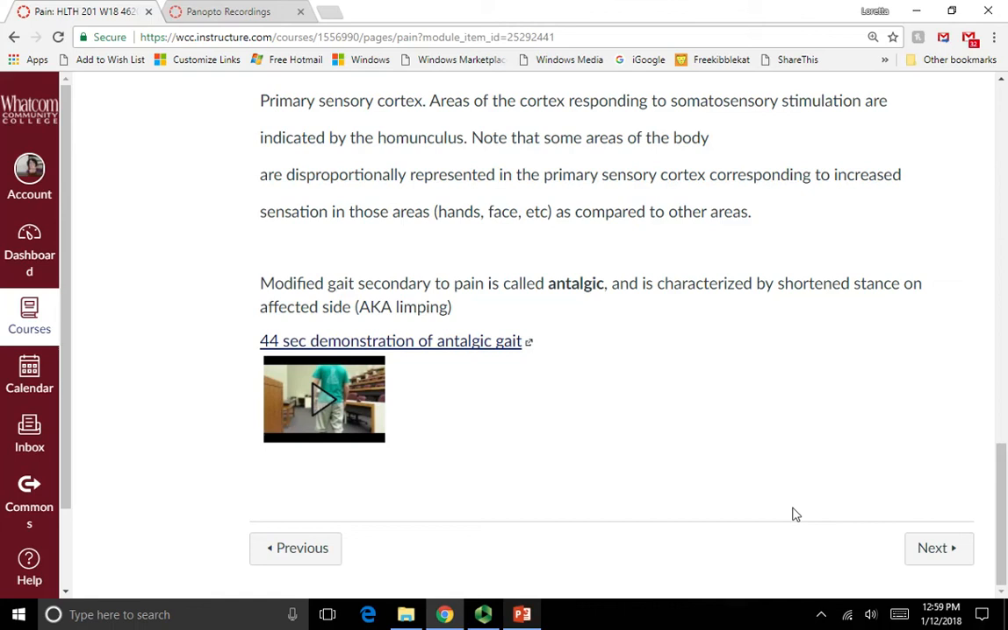We will commonly see a modified gait that's secondary to pain. It's called an antalgic gait pattern. Algia is the Greek word for pain, and ant is anti-pain. It's characterized by shortened stance on the affected side. It's also known as limping. We've all seen it. We've probably all done it at some point in our lives. And then there's a video here demonstrating antalgic gait.